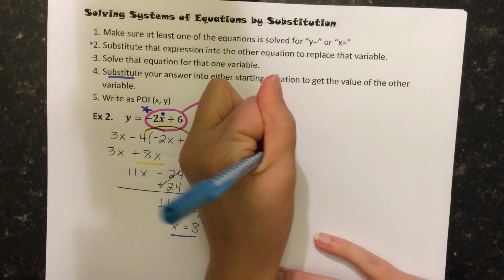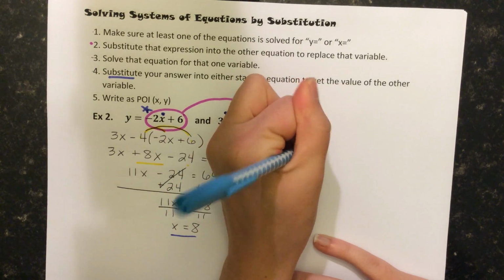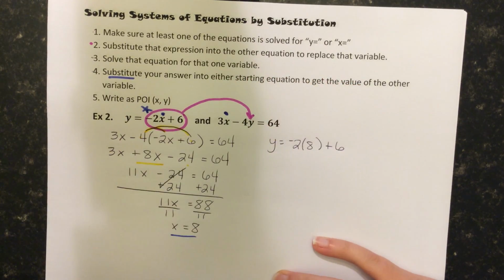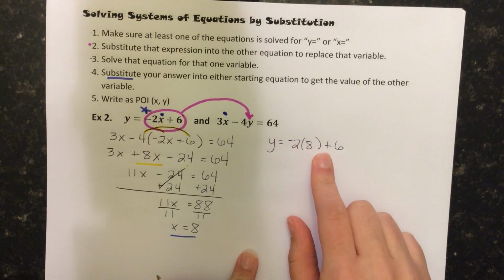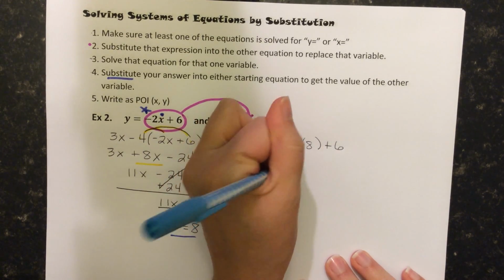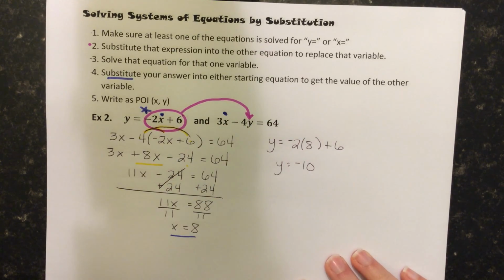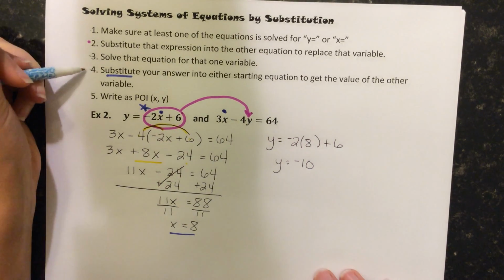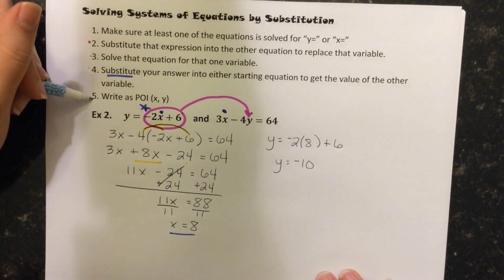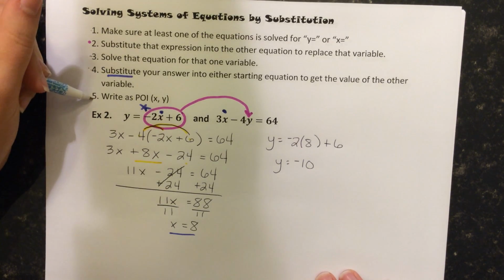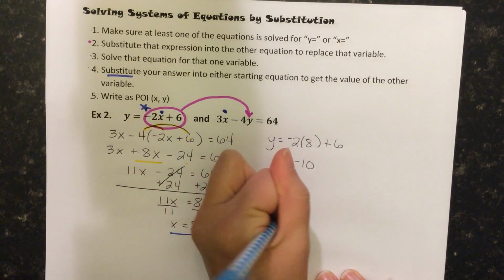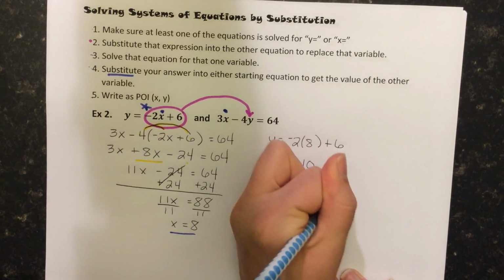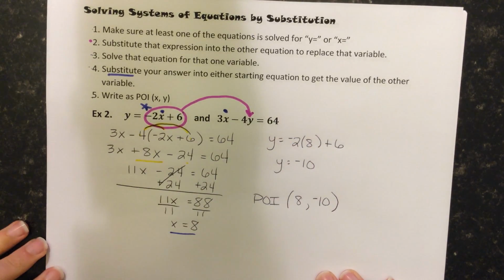So y equals negative 2 times 8 plus 6. All right. So when I plug that into my calculator, again, that's all I do. I just type this into my calculator. It tells me that y equals negative 10. Okay, so that was step 4. Step 5 says to write as a POI. So POI, point of intersection, would be 8, negative 10. That's my answer. Okay.